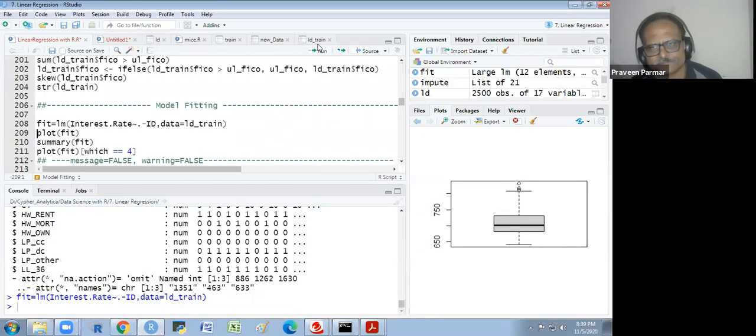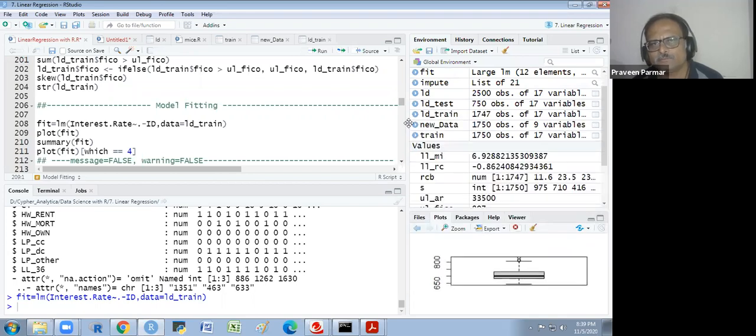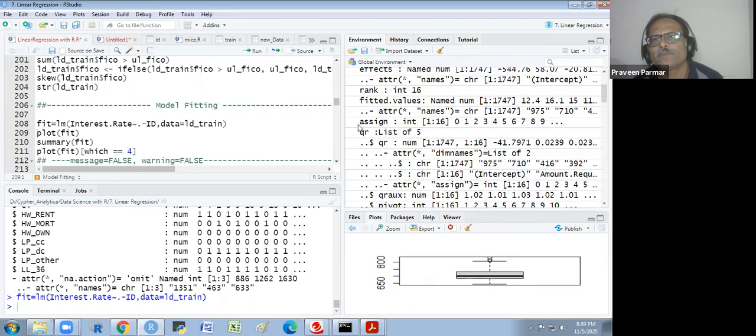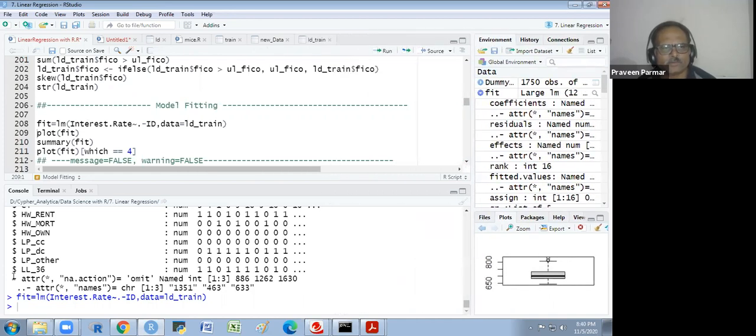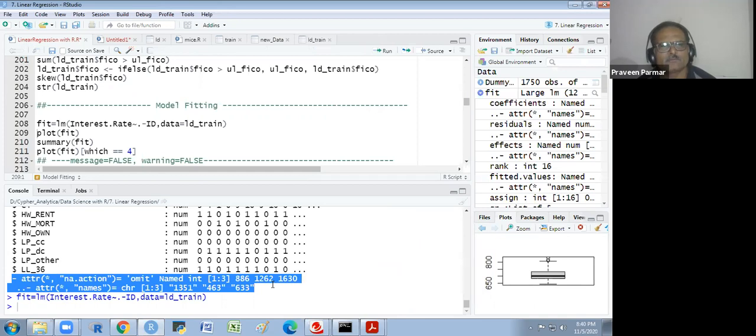I have run it. You see here, fit. I will show you a few things here also. Look at here, there are so many things: the coefficients and the residuals and these attributes. I have to clear this first. This portion I don't want. Character 1:3. Action omit named 1:3.